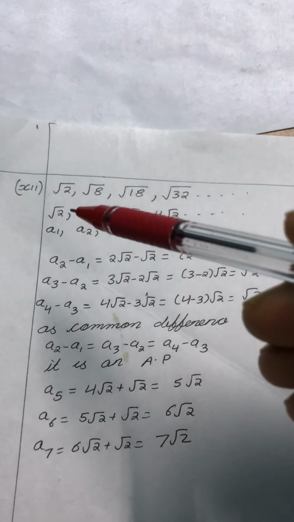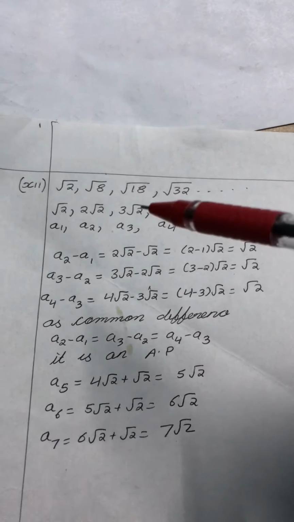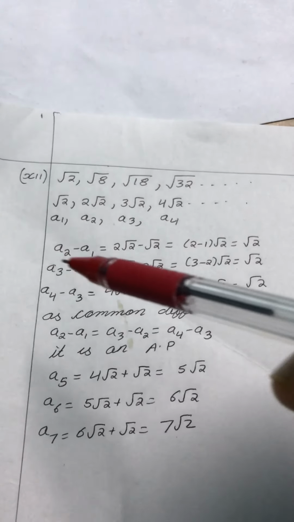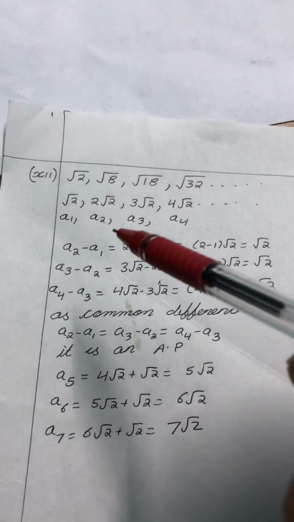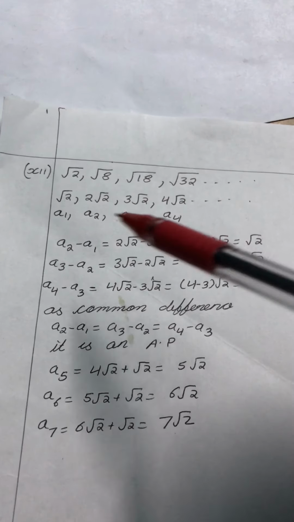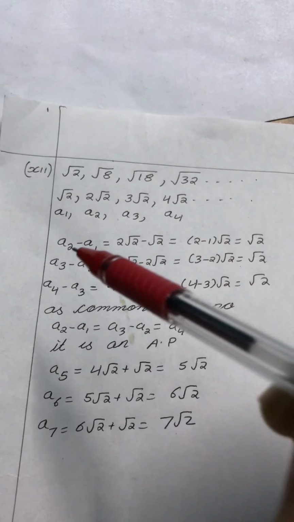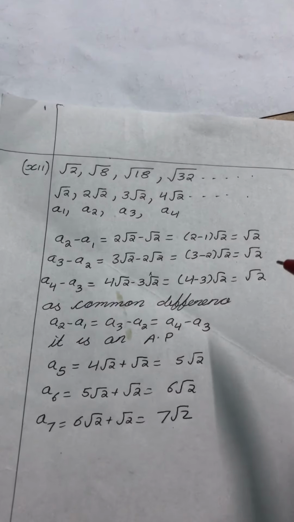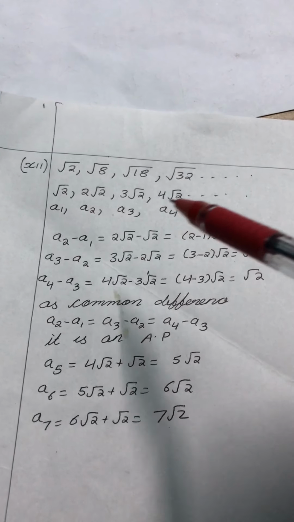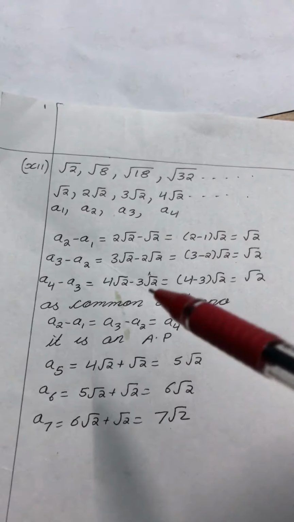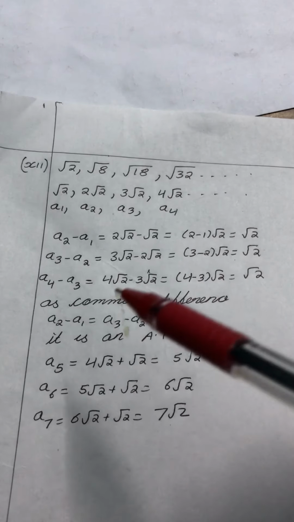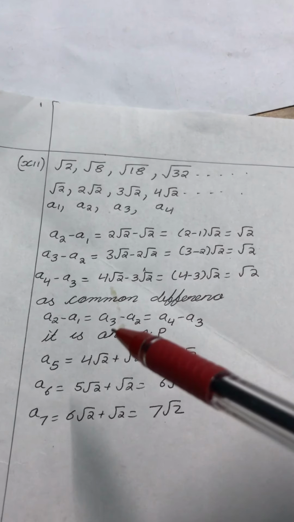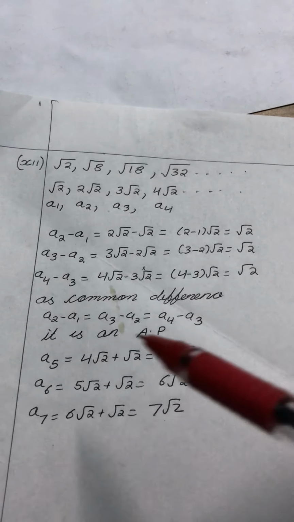So again the same thing: A1 the first term, A2 the second term, A3 the third term, A4 the fourth term. Again we find the common difference. I am not doing A1 minus A2, keep this in mind. A2 minus A1, we follow the reverse order, then A3 minus A2, A4 minus A3. A2 minus A1, when we solve it, we get root 2. A3 minus A2, root 2. A4 minus A3 is 4 root 2 minus 3 root 2, so 4 minus 3 is 1, root 2. So the common difference is the same: A2 minus A1 equals A3 minus A2 equals A4 minus A3. So it is an AP.